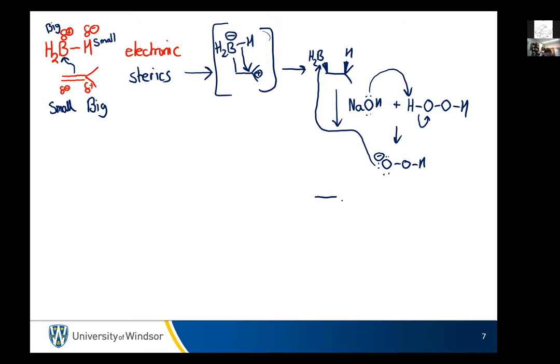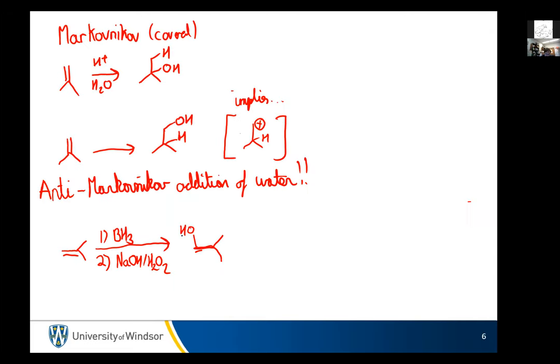And that's going to give us this guy. There's sodium, as I said last, there's two reagents here, boron and sodium hydroxide, followed by hydrogen peroxide. OH minus, exactly.